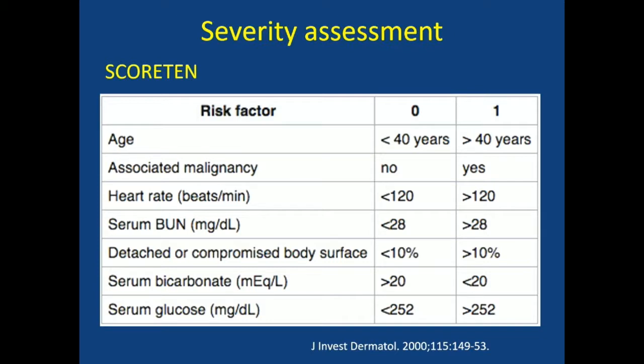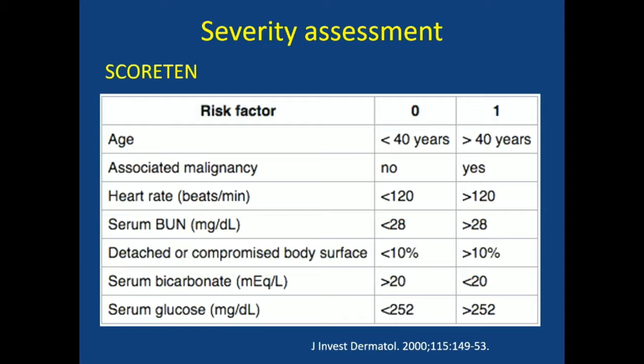Then we prognostically assess what would be the likely outcome of this patient. The widely accepted severity assessment scale is the SCORTEN. There are 7 parameters in SCORTEN which should be done as soon as the patient is seen in emergency and again repeated after 72 hours.